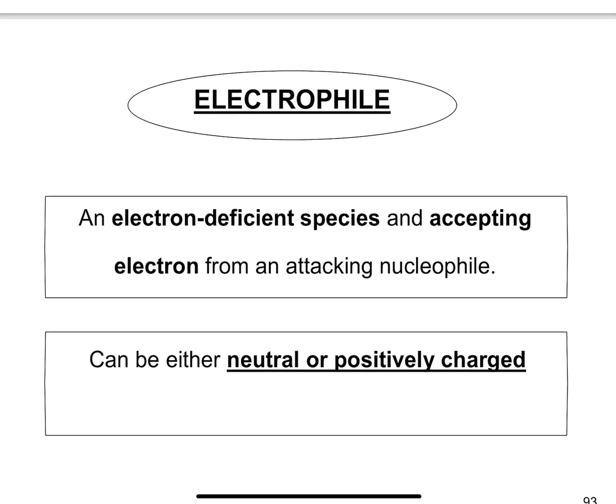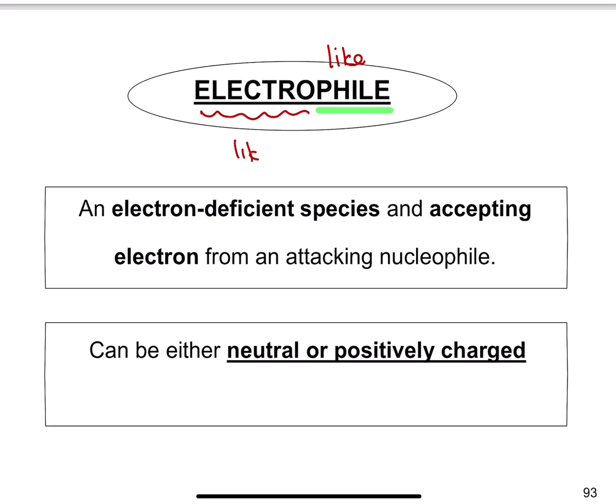Electrophile. I think you all understand the word "file" now. So "file" means like, right? So electrophile means it likes electrons. In order for you to like electrons, you must be an electron deficient species. What is the meaning of deficient? Deficient means kurang lah. Kurang species, kurang electron. Electron deficient species. Okay, and then you are ready to accept electrons. So that makes you an electrophile.